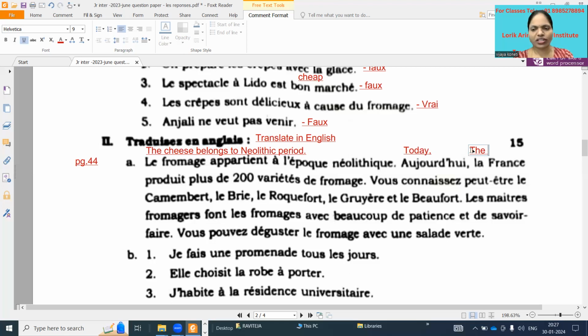Today, France is producing more than 200 varieties of cheese. Do you know "peut-être"? It means maybe. Names stay the same: Camembert is Camembert only. We can't change the name, right? Hyderabad is Hyderabad only. We are the same.